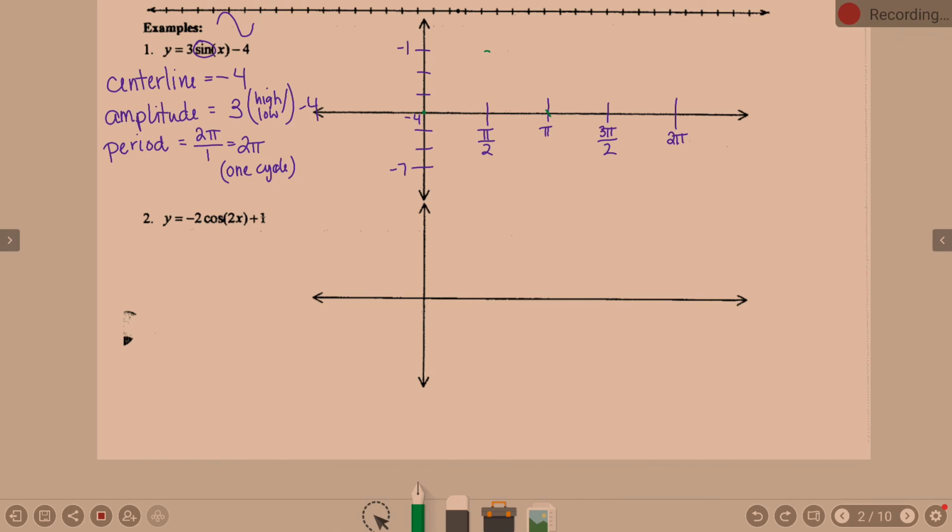3/4 of the way through, I'm going to have a minimum. Now, notice this minimum is under 3 pi over 2, and it's down at the level of -7. Did I mention the max was at the level of -1? I don't know if I mentioned that or not, but I need to. And then where does the sine curve end? It ends back at the x-axis, so at 2 pi.